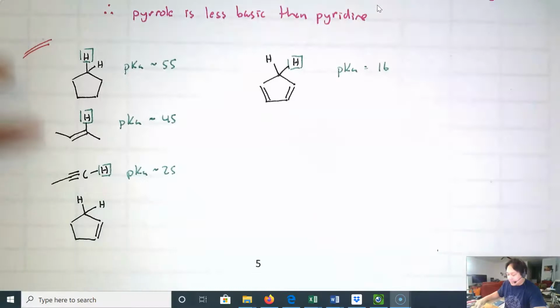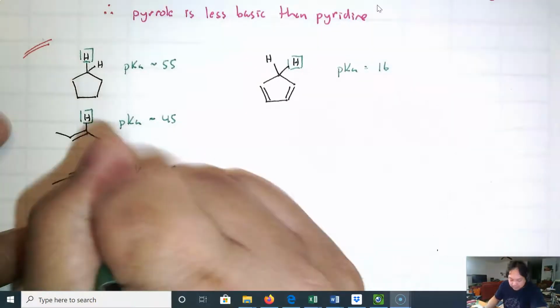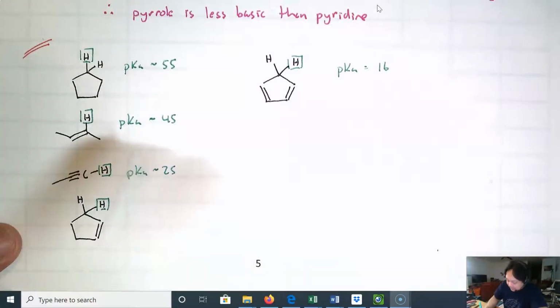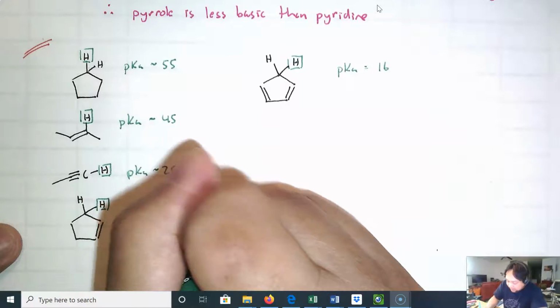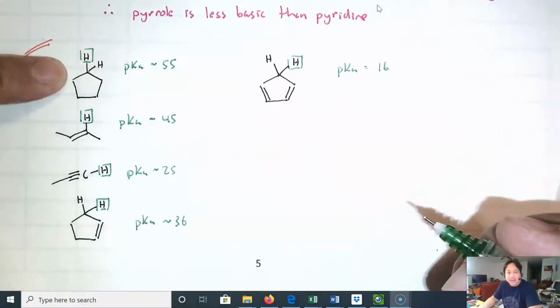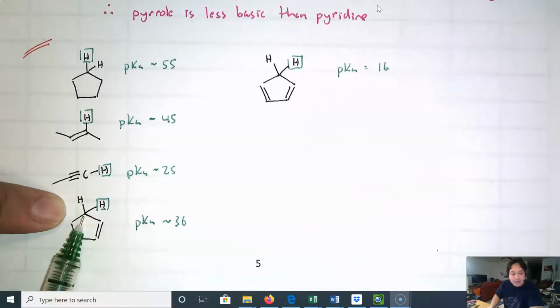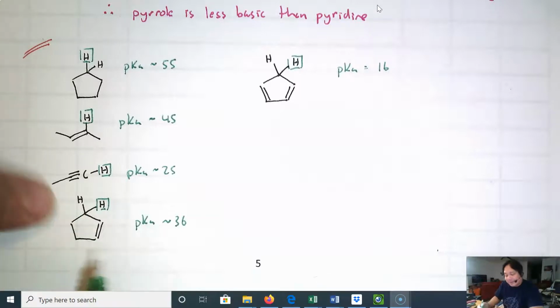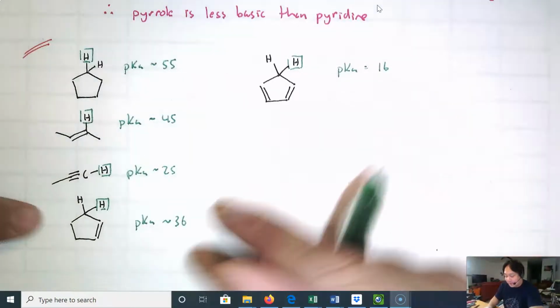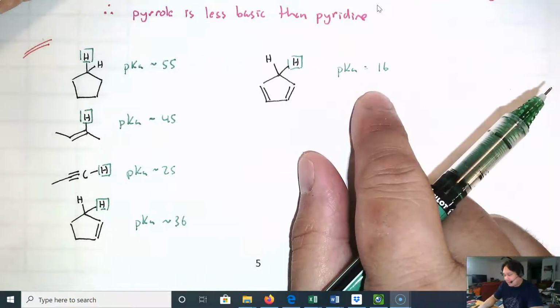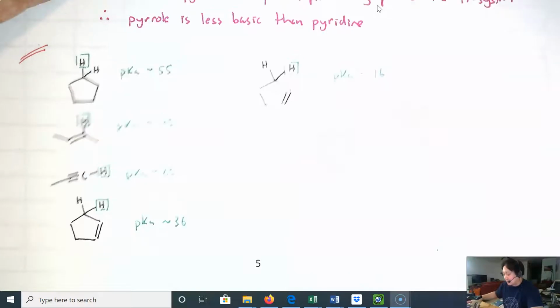For the allylic proton, right here, the pKa is around 36. So it doesn't drop that much from a regular alkane. Even though, remember, if you deprotonate at this position here, that lone pair can participate in resonance. But that resonance doesn't really add a lot to the stability of the conjugate base. Why is this so low? Why does it want to lose this proton?